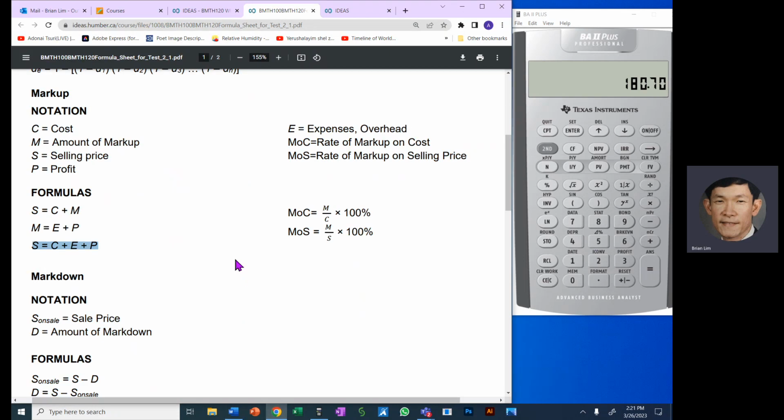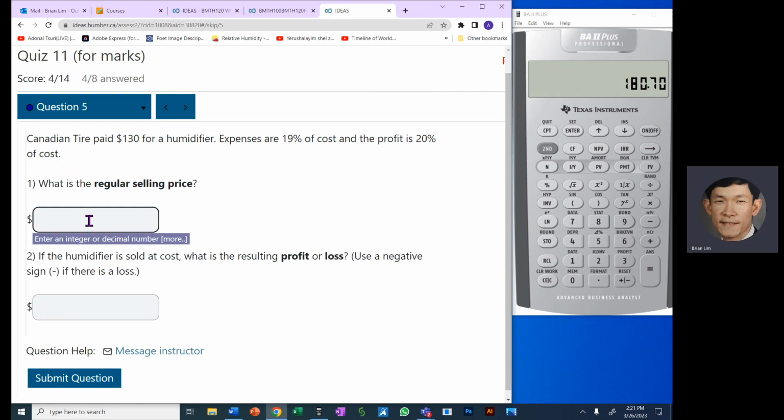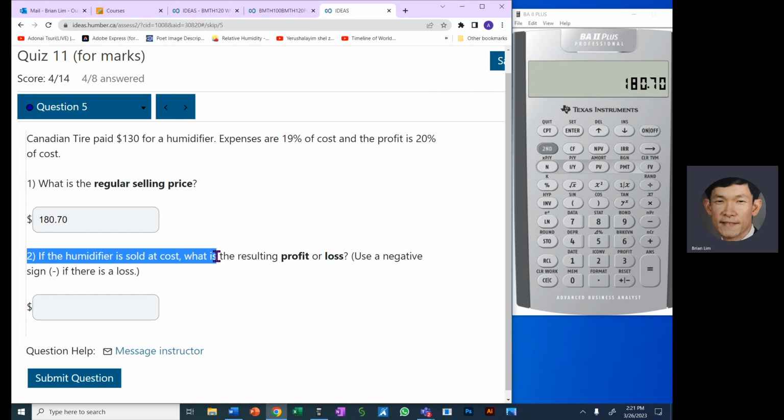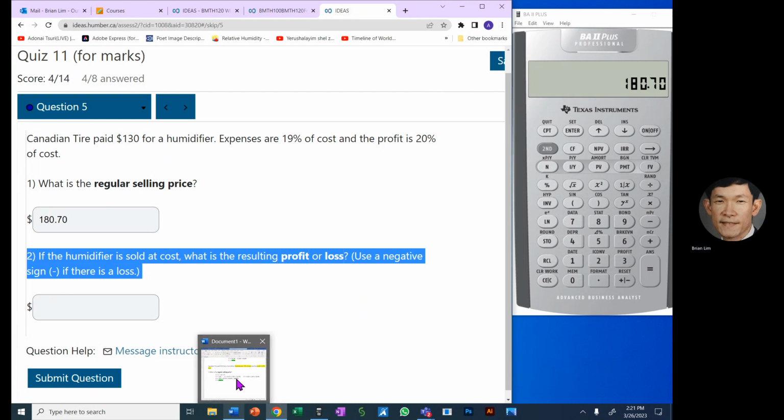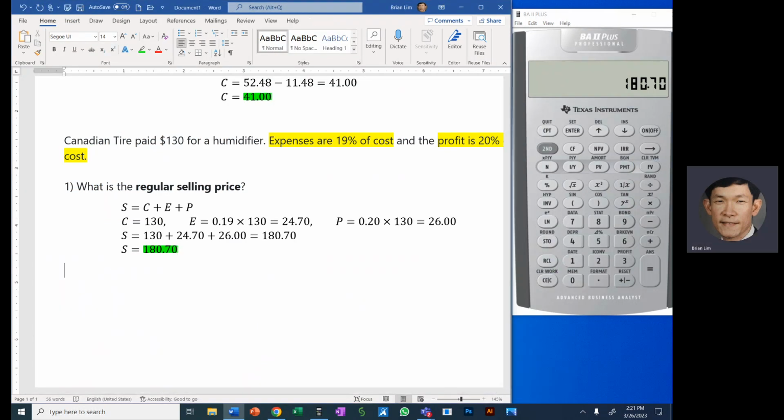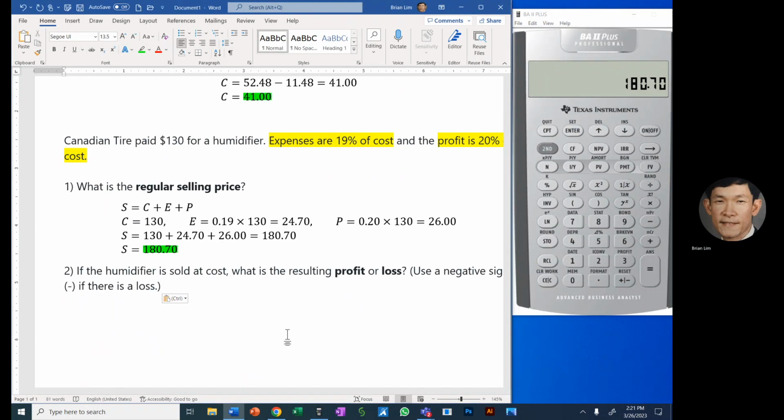So we go back to the answer box, which is over here, and we put in 180.70. All right, now, if the humidifier is sold at cost, what is the resulting profit or loss? Use a negative sign if there is a loss. All right, so it is sold for cost. So that's the selling price. Okay, so we can say the reduced selling price, whatever we'd like to say.